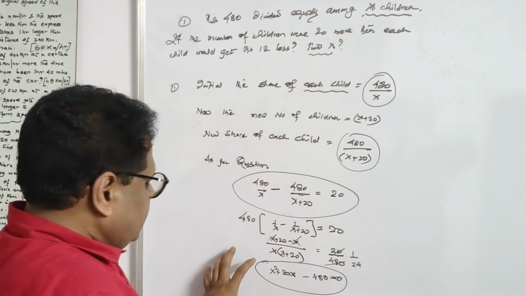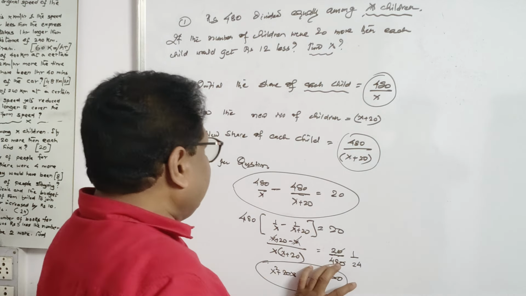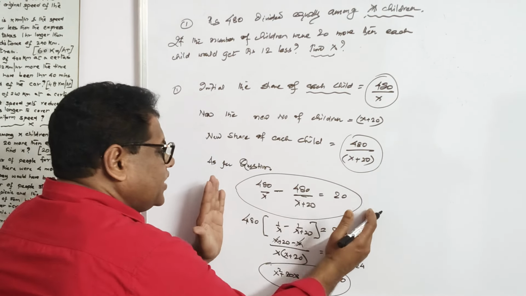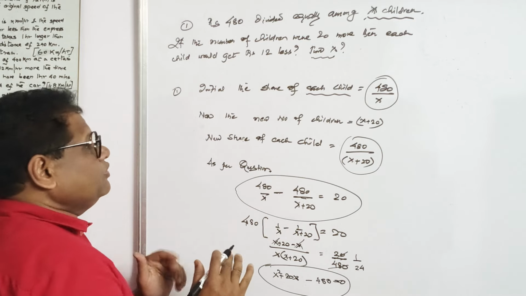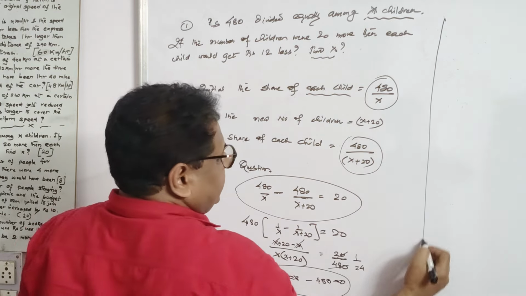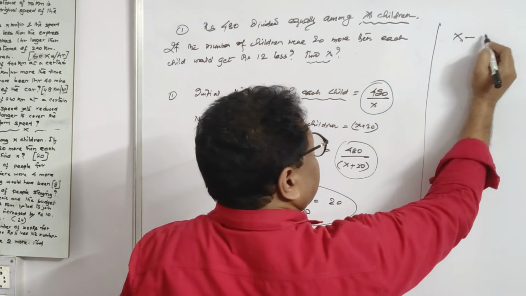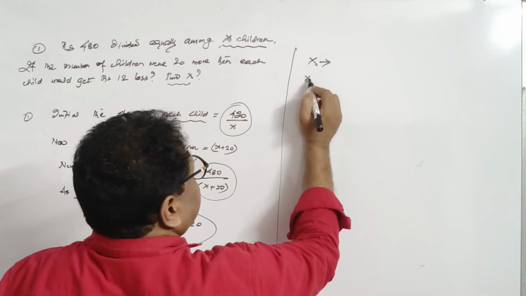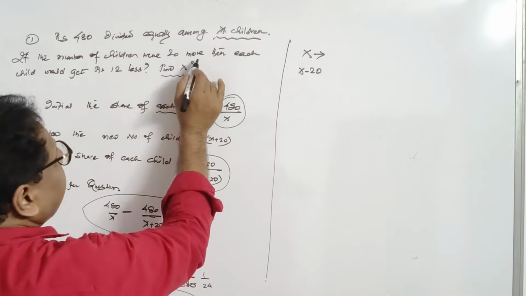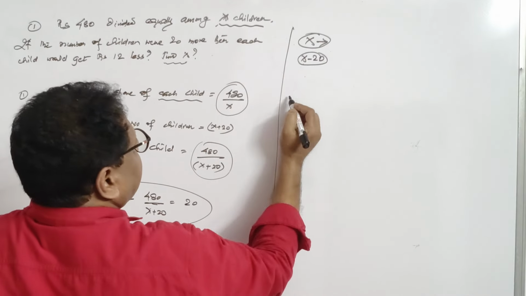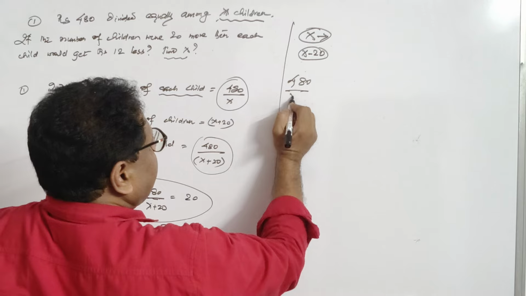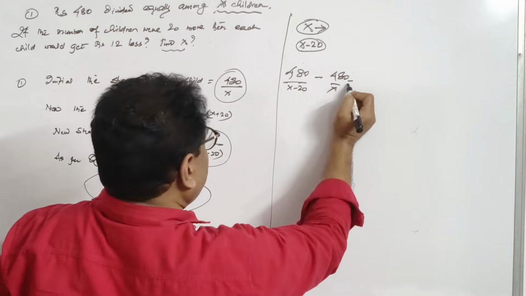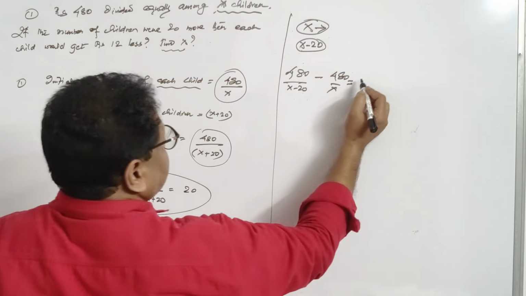So our main focus is getting the equations right, so that when we discuss this we make a clear conception of which one to subtract. Now supposing the number of children has been reduced, take the second case. If x was the original number of children, and the new number is reduced by 20 instead of increasing, then the equation will become 480 by (x minus 20) minus 480 by x equals the share of each child.